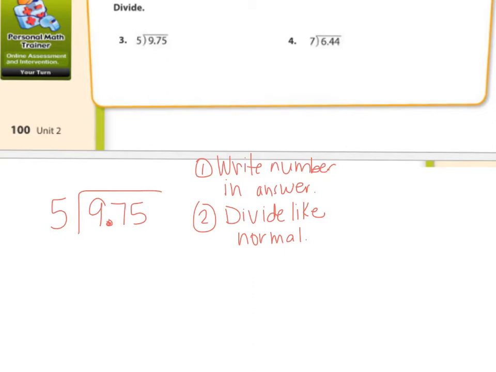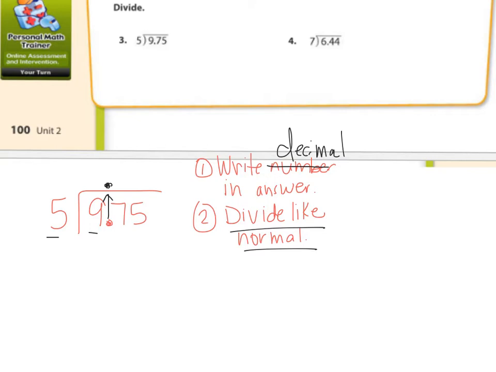Okay, so I made a little mistake. It's write the decimal in the answer, which is up at the top. So wherever the decimal is, you're just going to put it right straight above it, keep it lined up, and then you're going to divide like normal. So, does 5 divide into 9? Remember, this is our divisor. 5 is a divisor. 9.75 is your dividend.